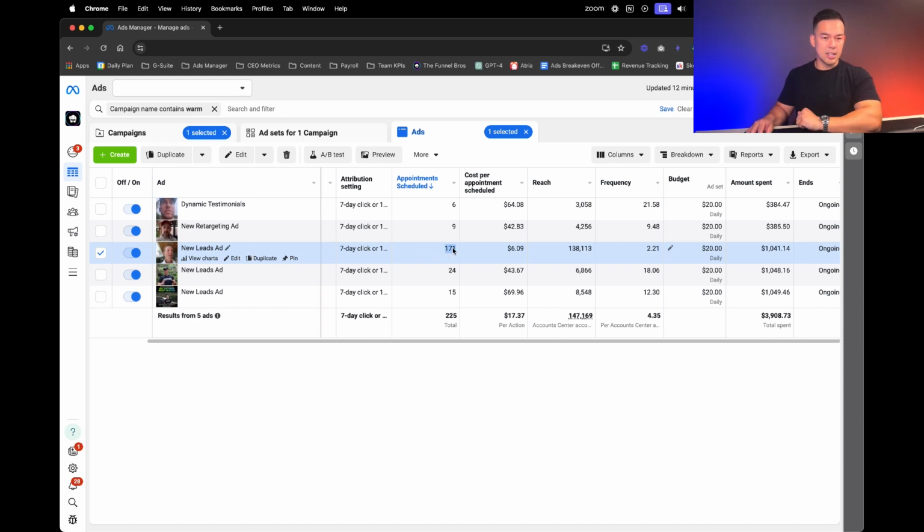Okay, you can see here in its lifetime, we generated 171 appointments, $6 per booked call. We spent a total of $1,041. Now, by all means, this is all in Australian dollars. So if you convert Australia to USD, it's probably like two-thirds of that. Okay, so, you know, $1,000 Australian, probably $700 USD. All right, with that being said, let's take a look at the ad and I'll run you through the numbers.